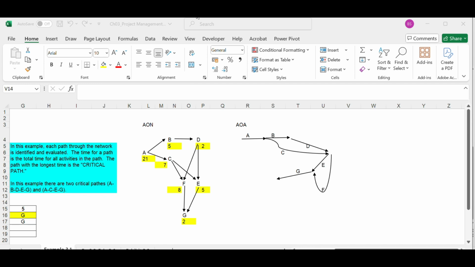But in probabilistic estimate of time, we make use of minimum three estimates of time. That is most likely time, most optimistic time, and most pessimistic time. Using these three estimates, we come to a single estimate by averaging the three different probabilistic estimates of time.